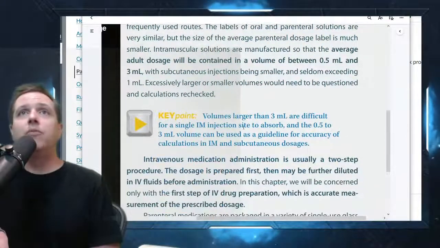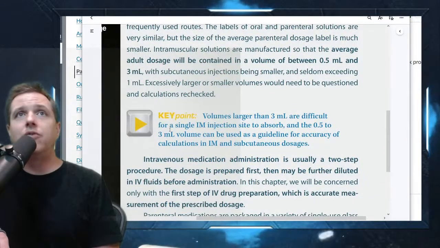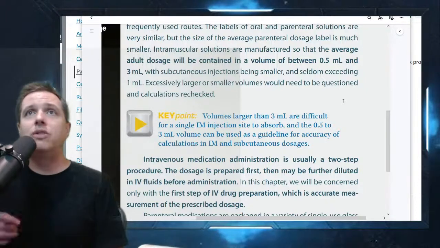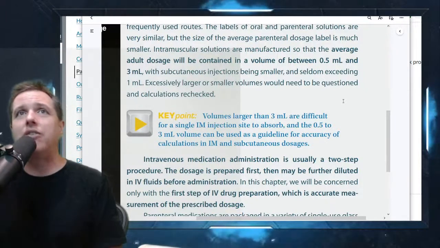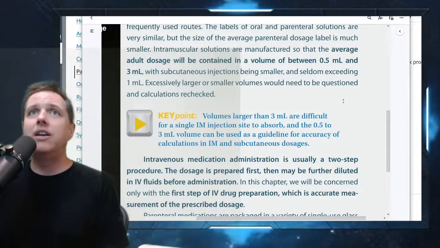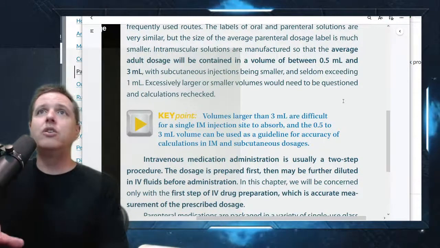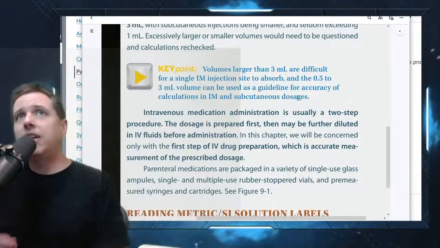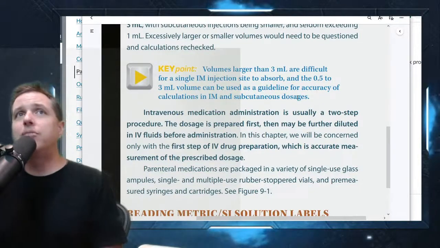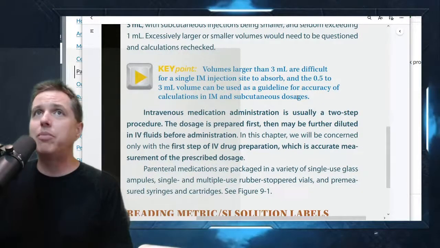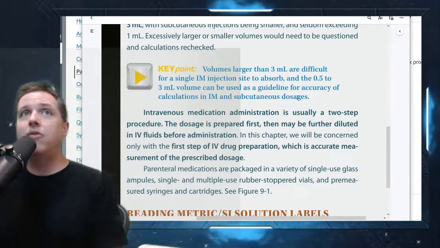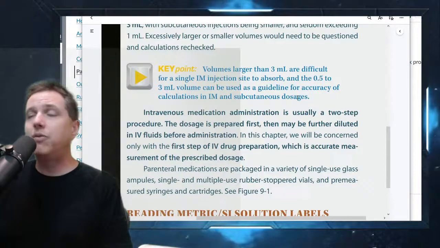Okay. Volumes larger than 3 milliliters are difficult for a single IM injection site to absorb, and the 0.5 to 3 milliliter volume can be used as a guideline for accuracy of calculations in intramuscular and subcutaneous dosage. So intravenous medication administration is usually a 2-step procedure. The dosage is prepared first, then may be further diluted in IV fluids before administration.